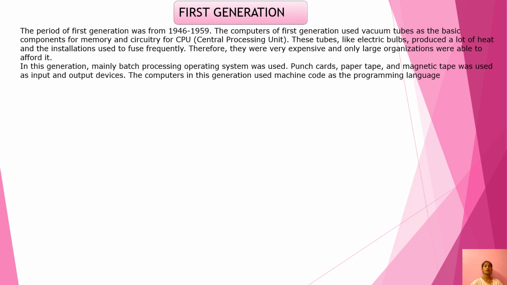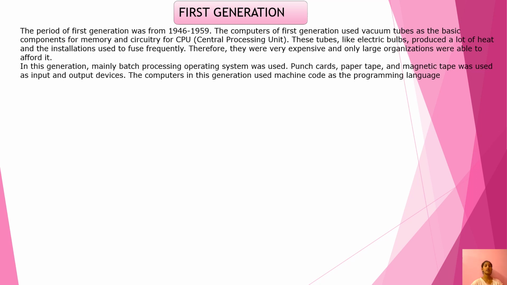So let's come to first generation. The period of first generation was from 1946 to 1959. The computers of first generation used vacuum tubes as the basic components for memory and circuitry for CPU. These tubes, like electric bulbs, produce a lot of heat and the installations used to fuse frequently.